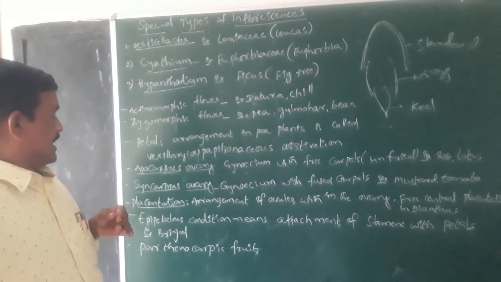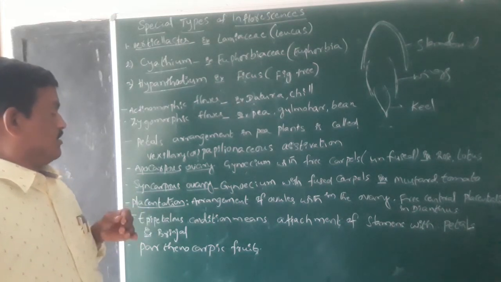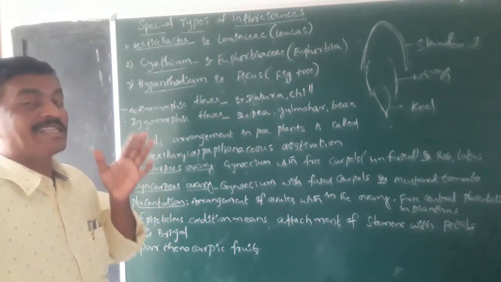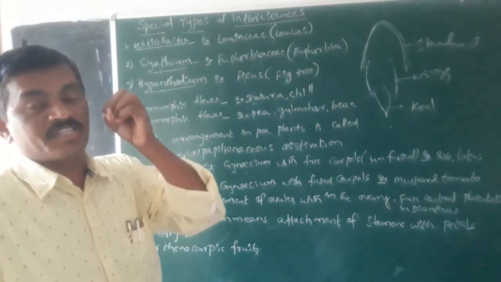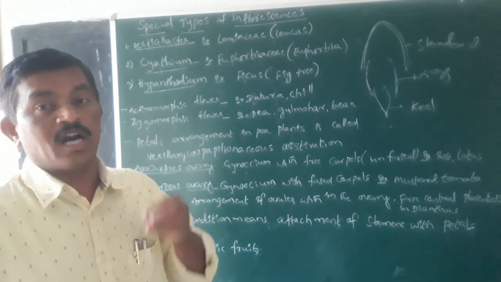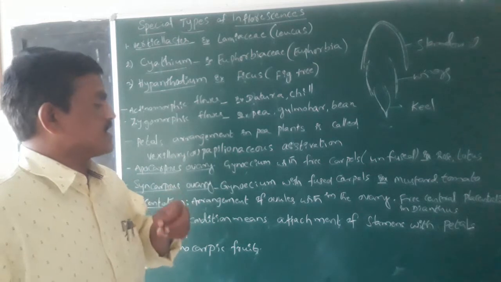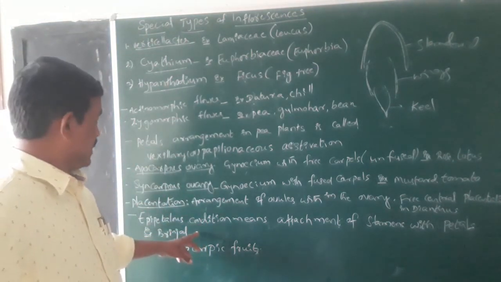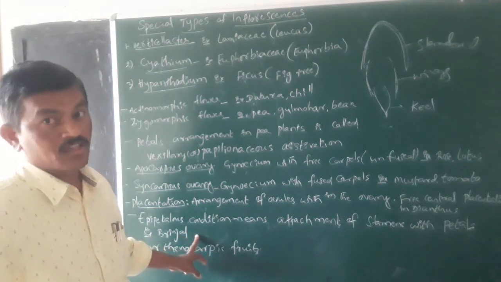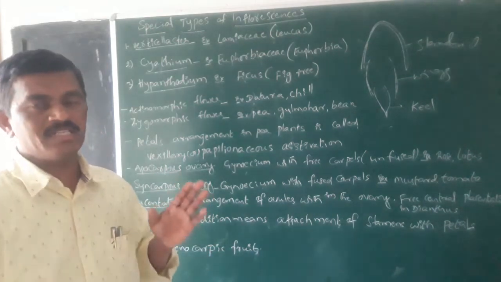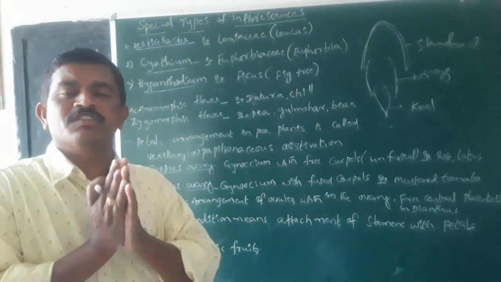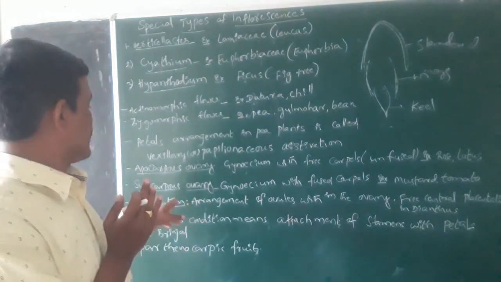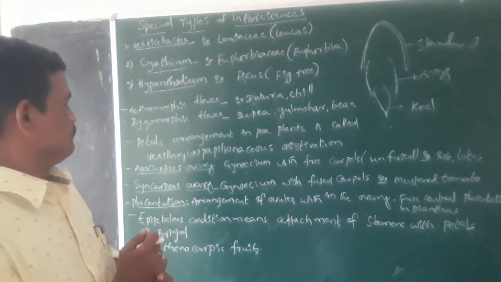And in the case of the epipetalous condition, usually stamens are attached to the corolla or the petals. So if the stamens are attached to the corolla or to the petals, that is called the epipetalous condition. It is found in brinjal and also in datura. That means stamens attached to the corolla, stamens attached to the petals, is called the epipetalous condition.